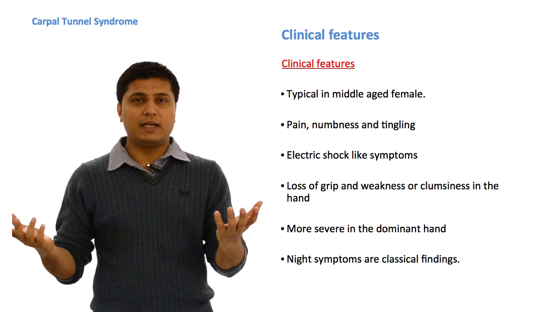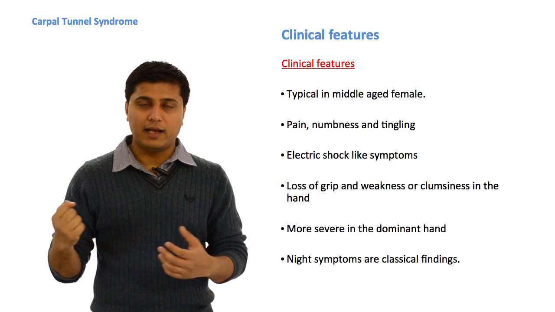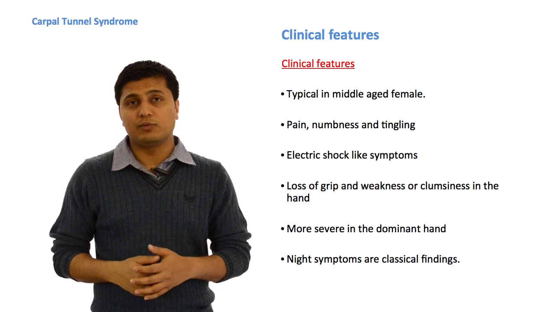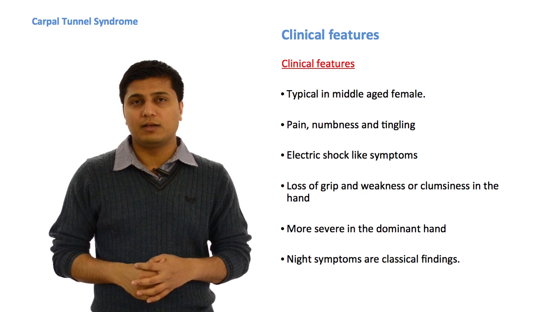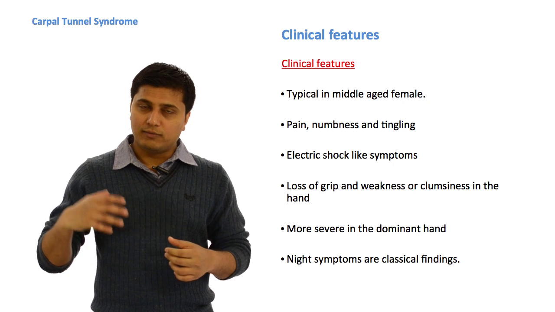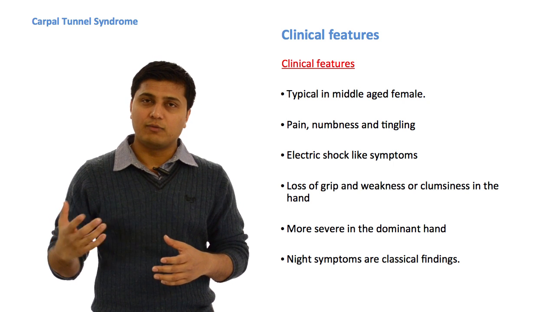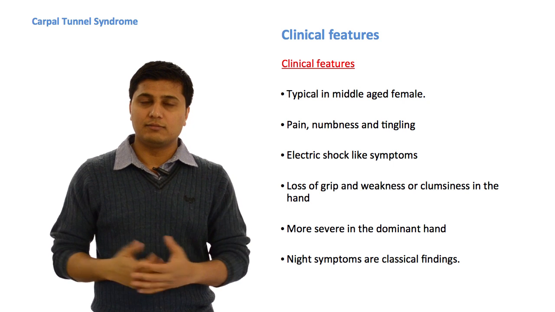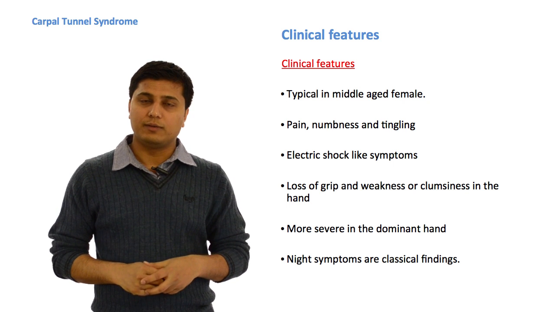If both hands are involved, the dominant hand seems to be involved more; the symptoms seem to be more severe in the dominant hand. Night symptoms are classical of carpal tunnel syndrome. It gets worse during the night, and after shaking the hand or some repetitive movements, the symptoms get resolved as well.